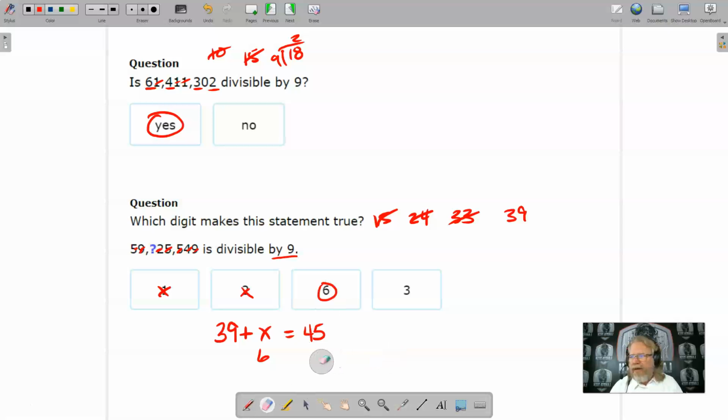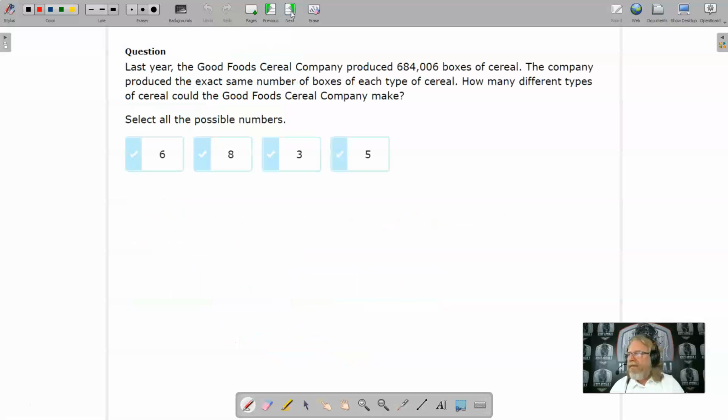And I don't think the 3 is going to work. We could check that one out. We could do 39 plus 3, and we're going to get 42. And 4 plus 2 equals 6, and 6 won't divide by 9, so 42 won't divide by 9, and then it doesn't work for us. So it turns out this one's not any good either. 6 is the only correct answer.